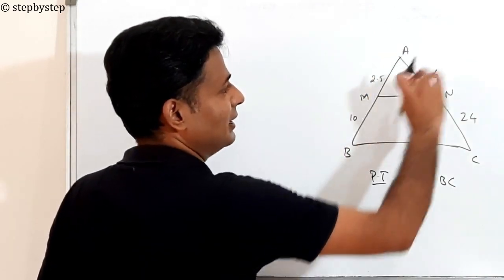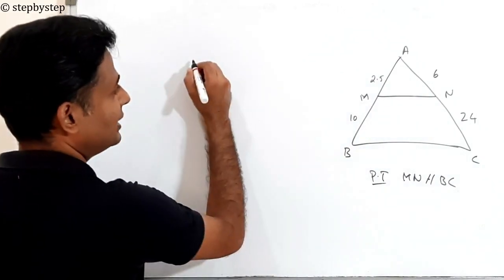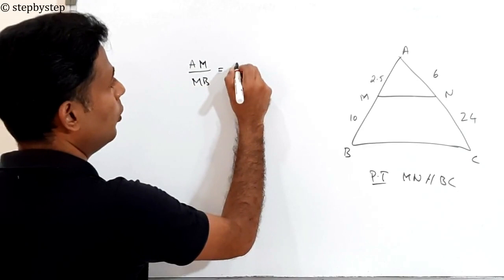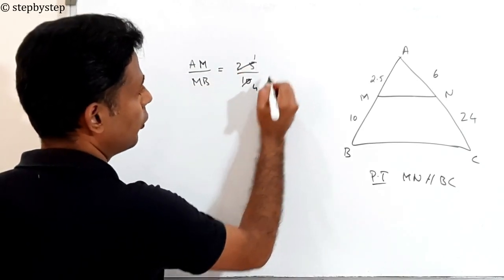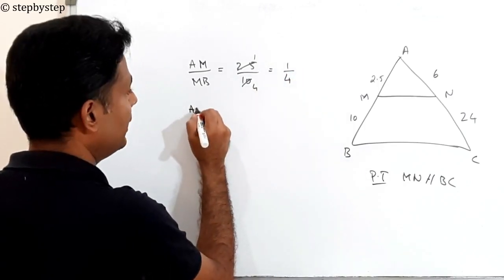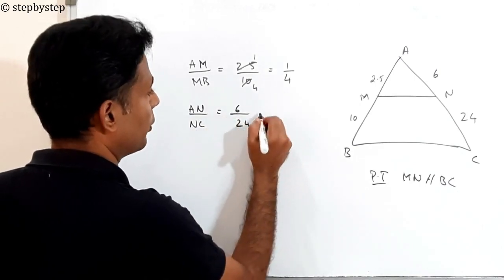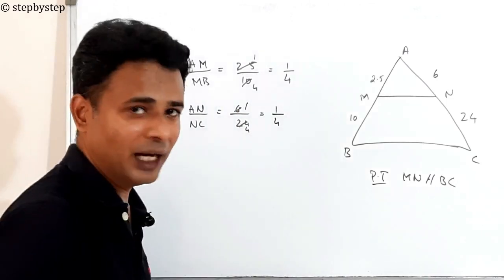If this by this is equal to this by this, it means this is parallel to this. So we'll check. AM by MB equal to 2.5 by 10. So 2.5 ones are 2.5, 2.5 fours are 10. So this is equal to 1 by 4. And AN by NC equal to 6 by 24. So 6 ones are 6, 6 fours are 24. So this is also 1 by 4.